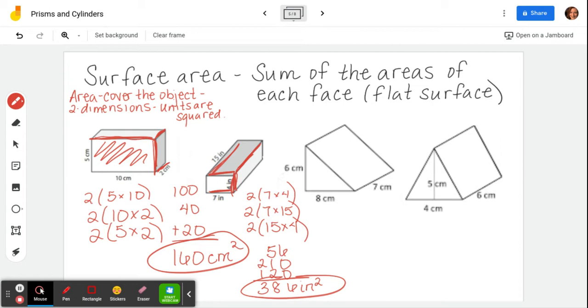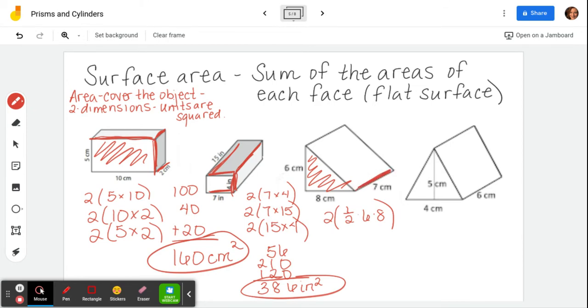Okay, next one. We're going to have 5 areas on this one because there's 5 faces altogether. My front and back are triangles. So that's going to be 1/2 times 6 times 8. That's the area of the triangle here. But I have 2 of those. This rectangle over here, this is 7.